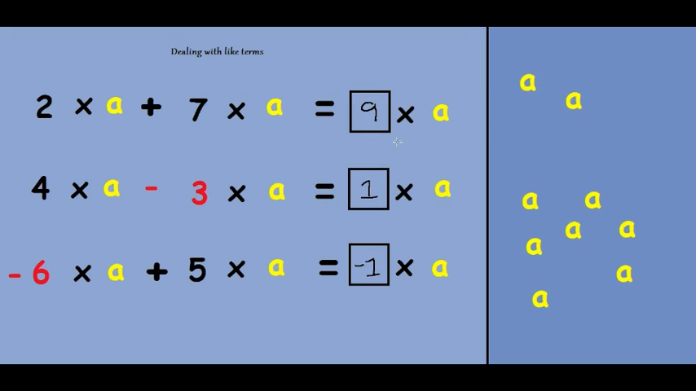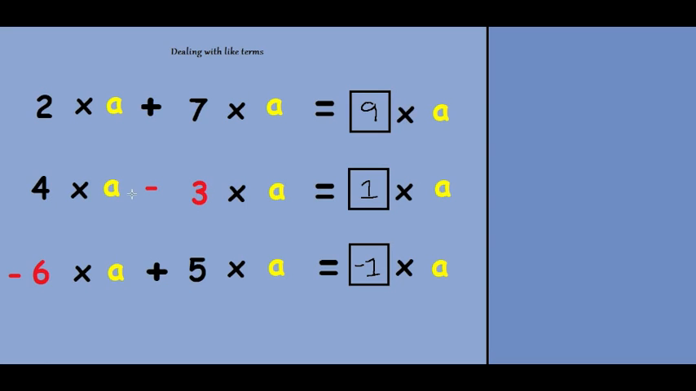Again, the number in the box didn't change. But notice that the name of our object, which is the letter A, also hasn't changed. Just like before when we had a 5 here and a 5 here, our answers still stay the 5. Our answer still has just an A. It doesn't become A squared. Let's have a quick look at the second one.